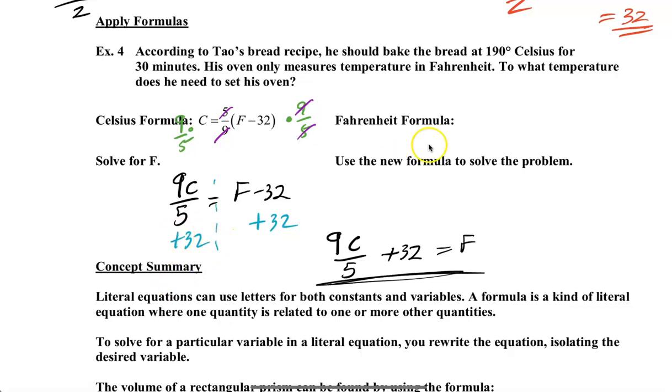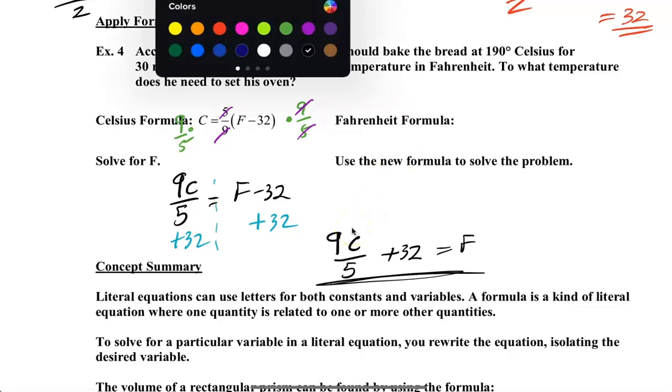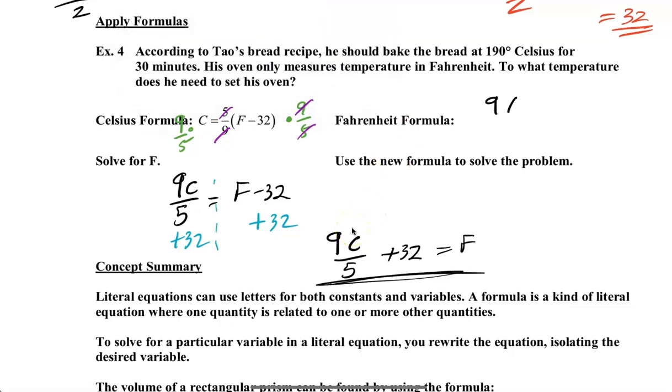Now if we wanted to solve this problem, they said Celsius was 190, so we're just going to plug that in for our C. So we have 9 times 190 over 5 plus 32 equals our Fahrenheit. Typing it into the calculator gets us 374 degrees Fahrenheit. So that's how high I should set the oven to bake the bread.